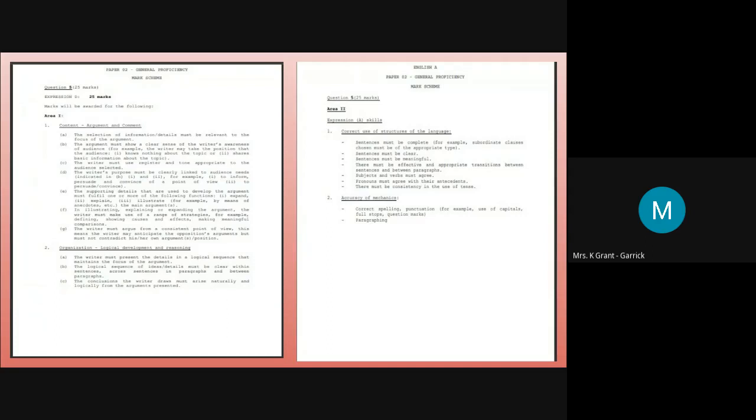Then, as you wind down for area 2, expression, again, it's use of language. So the sentences again must be complete, clear, meaningful. There must be effective and appropriate transition, subject-verb agreement, pronoun agreement, consistency in tense, and of course, accuracy in use of spelling, punctuation, and paragraphing.